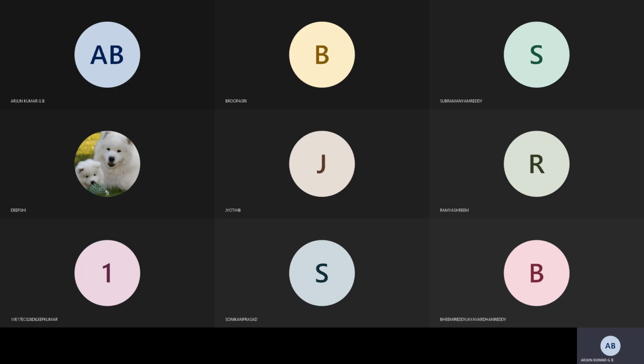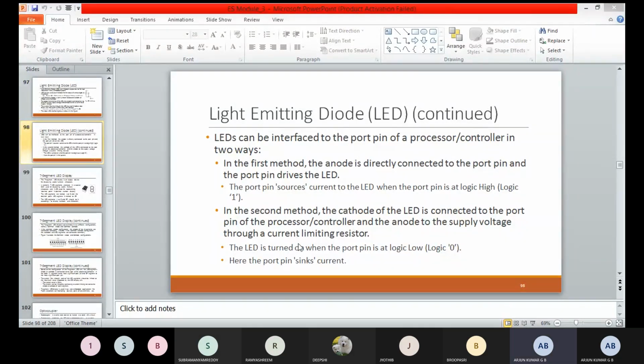In the second case, the LED is turned on when the port pin is logic low, 0. Here the output pin sinks current. The LED will be turned on when the output pin logic is 0. That is because the cathode terminal of the LED is connected to the port pin of the processor. That's why the port pin should show logic low, then only the LED will be turned on.